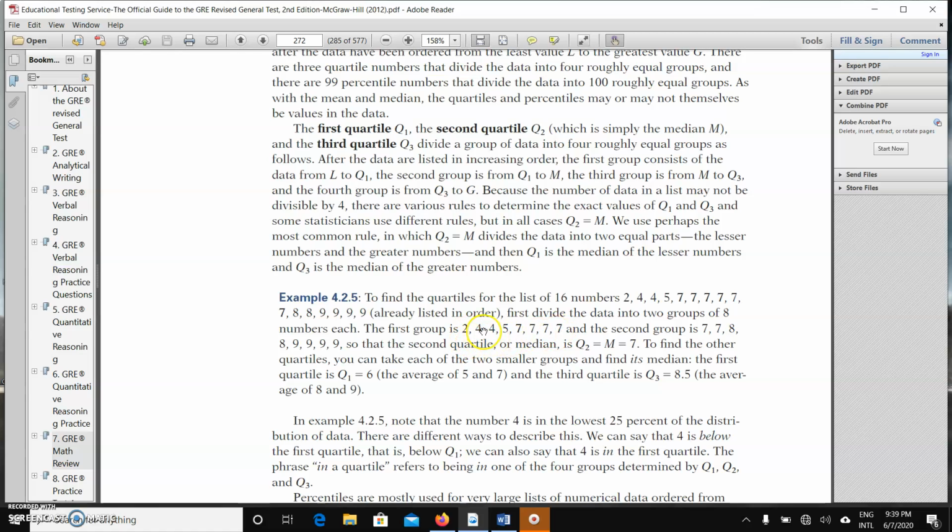So that's 1, 2, 3, 4, 5, 6, 7, 8. So the median number will be around there, 5 and 7. So 1, 2, 3, 4, and 1, 2, 3, 4, to the middle. So 5 and 7 is in the middle. You add them together and divide by 2. You are going to get the median. I will continue with this explanation in the next video. Please just take note.